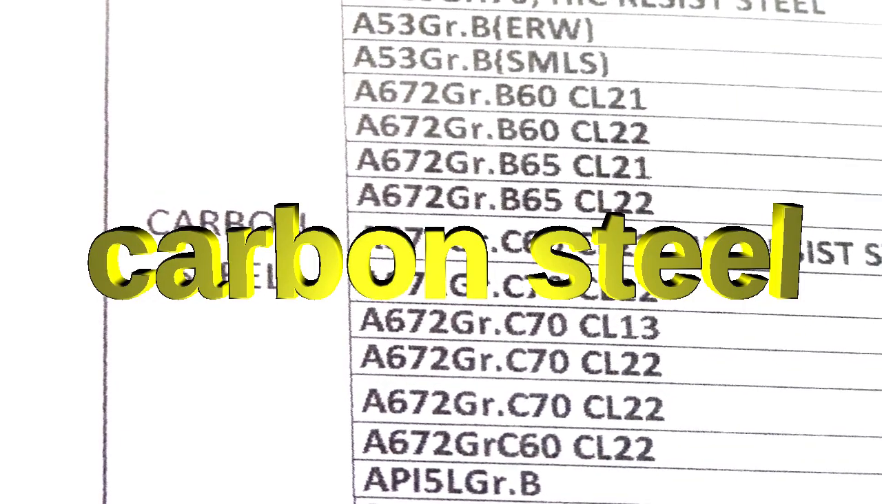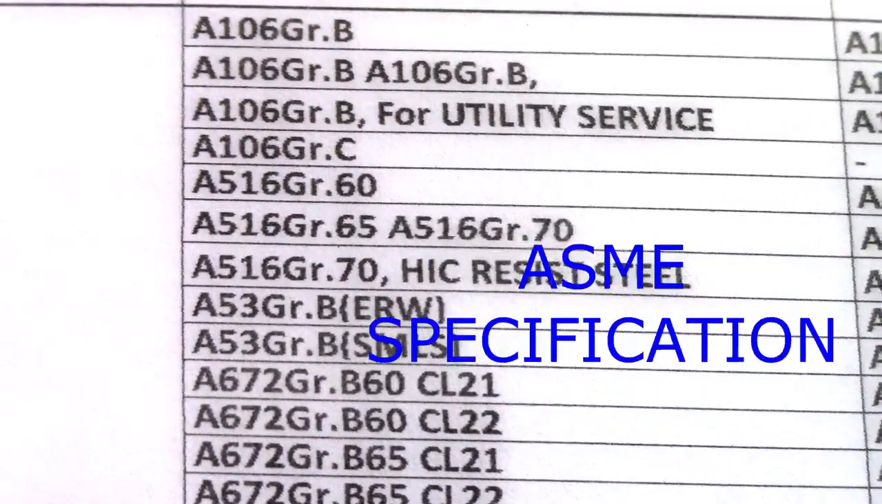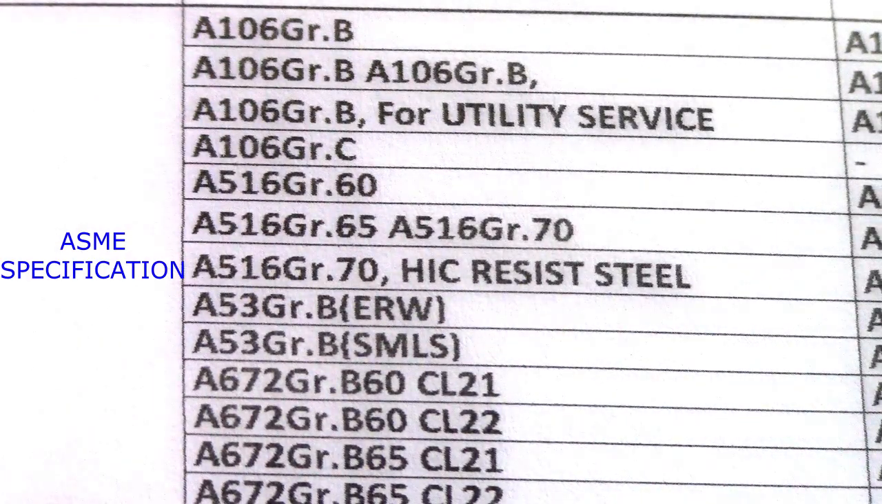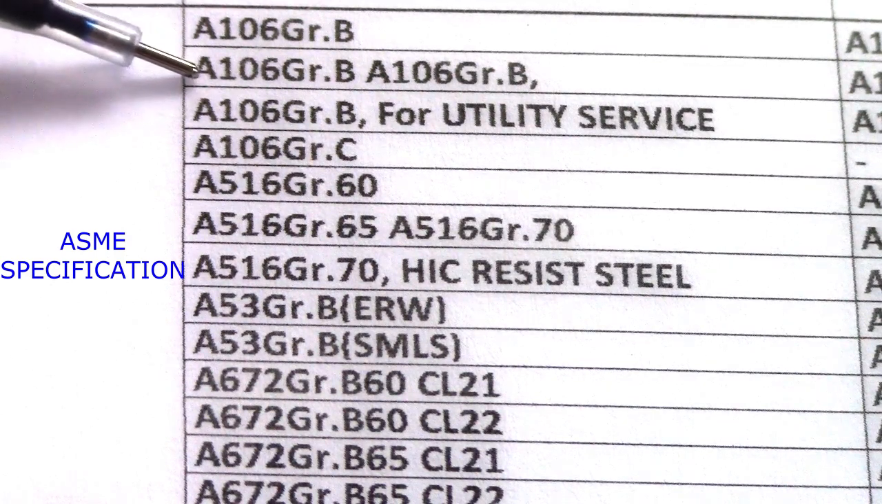So let's start with materials, carbon steel. So this is the ASTM ASME specification. So if you see this specification in the pipe, okay, this is a stencil on the pipe. If you see this ASTM specification, okay, it means the pipe is carbon steel. Okay, let's start with the A106 grade B, A106 grade B.